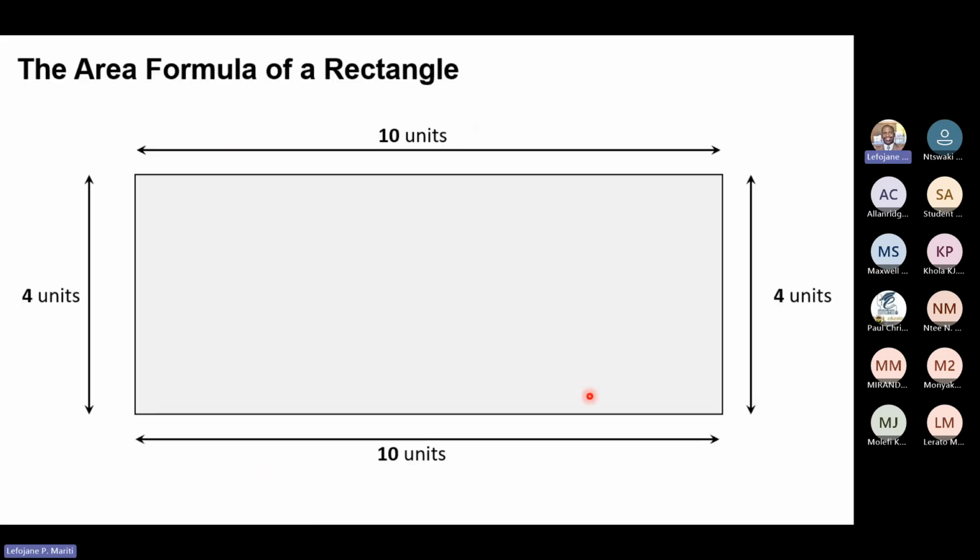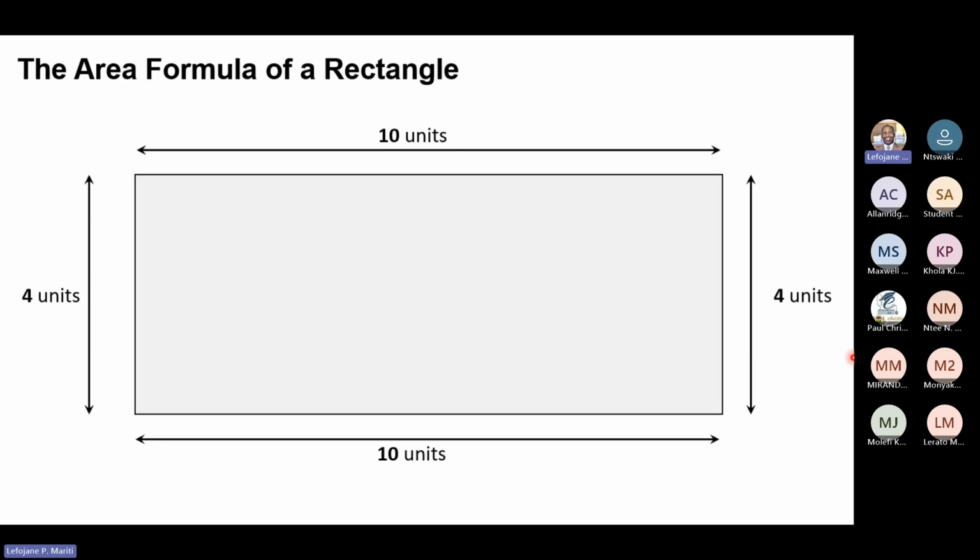Now, here's a practical example for us to understand. Now is a typical rectangle that we have. On the one side, it's 4 units. The other side is 10 units. And by now, boys and girls, we know that a rectangle has got two pairs of sides that are equal. If this side is 10 units, then this must also be 10 units. If this side is 4 units, then this side must also be 4 units.